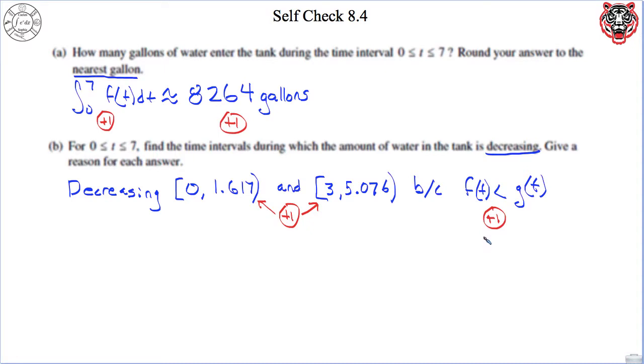I am so proud of myself for getting the intervals, but like, that was dumb of me to forget the reason.